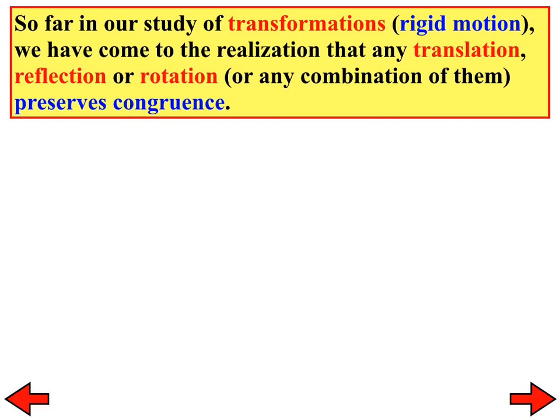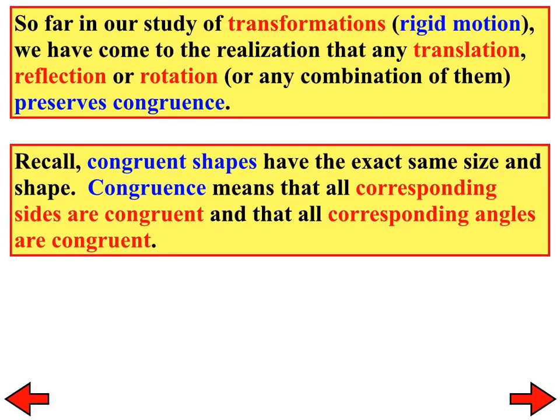All right, so far in our study of transformations, the types of transformations we've talked about, we've termed as rigid motion. We've come to the realization that any translation, reflection, or rotation, or any combination of them, preserves congruence. Recall, congruent shapes have the same exact size and shape. Also, congruence means that all corresponding sides are congruent, and I've been making you prove that quite a bit, and that all corresponding angles are congruent, and we'll get to the corresponding angle part next week.